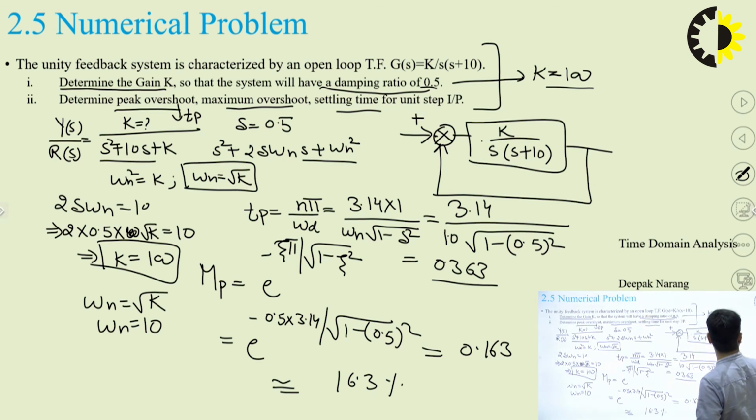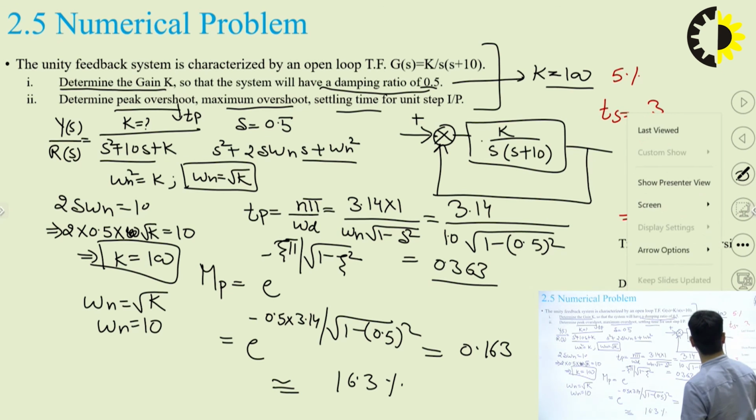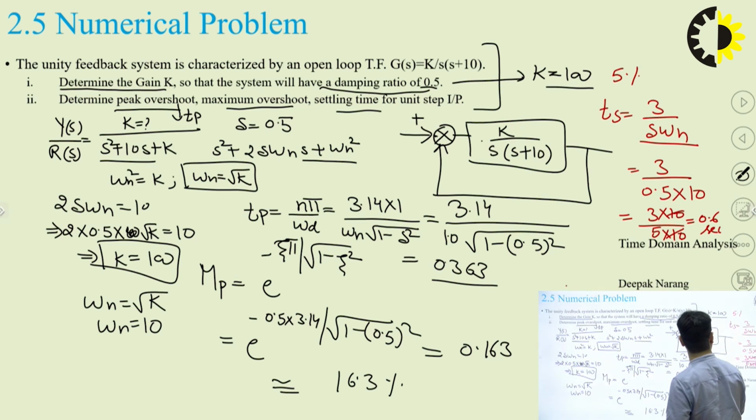Likewise, we can also find the settling time. For settling time, for 5%, this is 3 upon delta omega n. Just put in the values, that is 3 upon 0.5 into 10. This is 0.6 second. Likewise, we can get it for 2%: Ts is equal to 4 upon delta omega n.